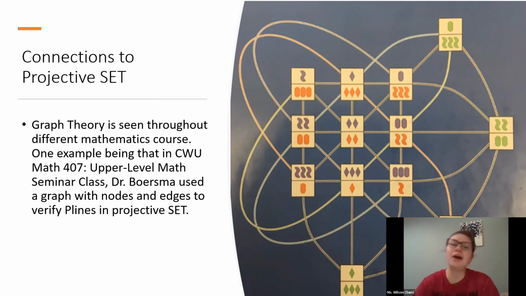Graph theory is seen throughout different mathematics courses. However, besides discrete mathematics, I personally hadn't come across it until last week. One example being that in CWU's Math 407 upper level math honors seminar with Dr. Boersma, we were looking at projective set. And this image was shown to us, and I realized this is a graph from graph theory. The cards from projective set being the nodes, and the connections for the p-lines being the edges.